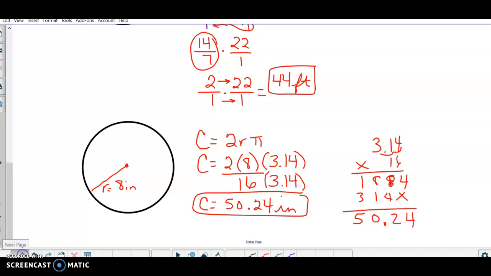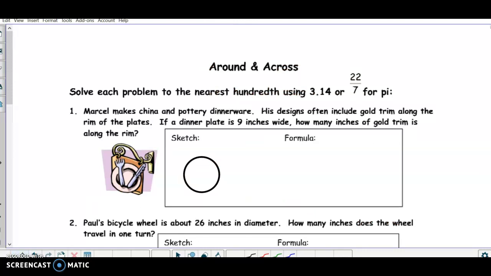The PDF that I've uploaded for you today looks like this, around and across. I would like you to try that in your journal, and I'll post the answer key for you. A couple of things: 22 over 7, if r or d is a multiple of 7. So I really want you to focus on that.